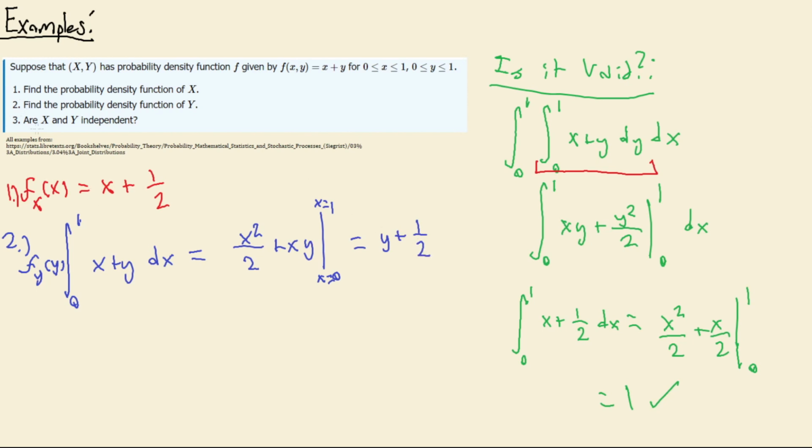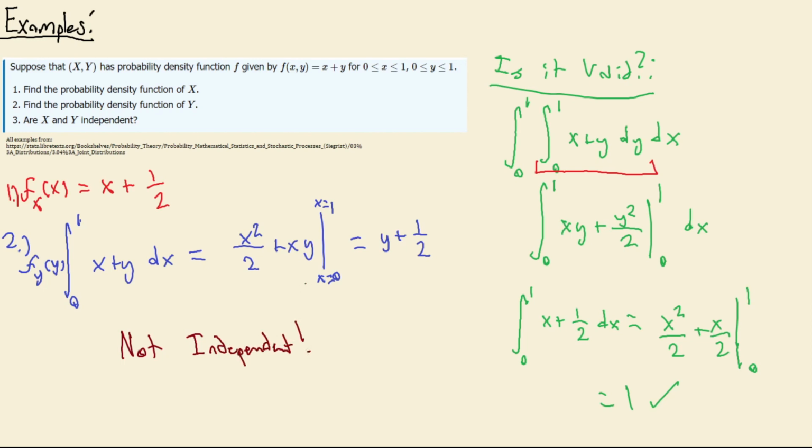And then finally, we're asked, are x and y independent? It's pretty clear to see that x plus 1/2 times y plus 1/2, the product of the marginal probability density functions, is not equal to x plus y. So that tells us that these are not independent. These are dependent random variables.